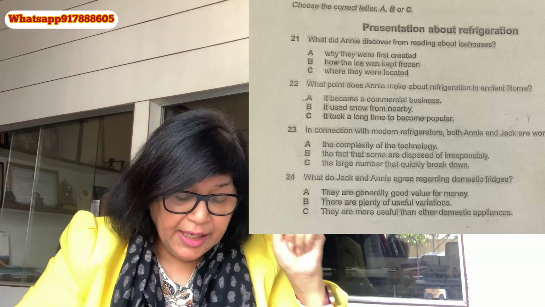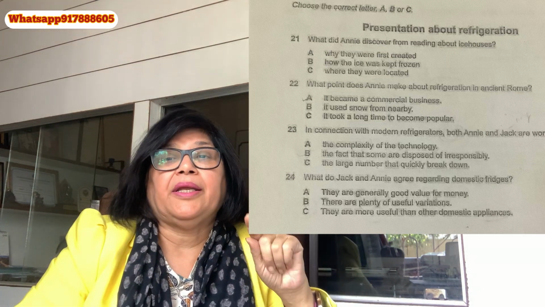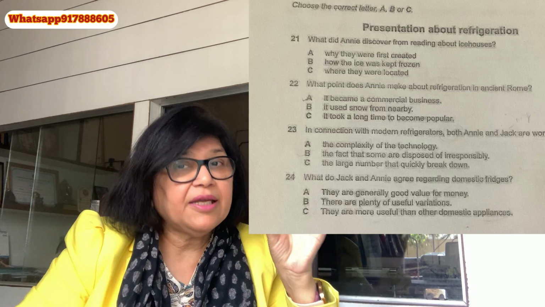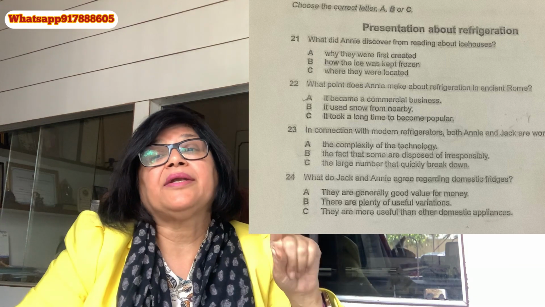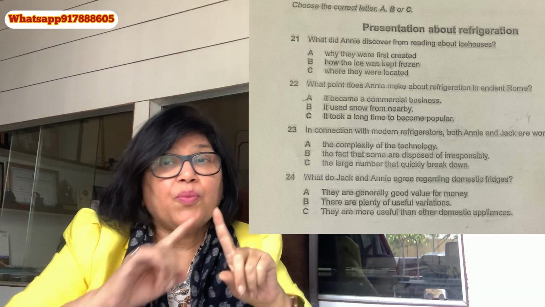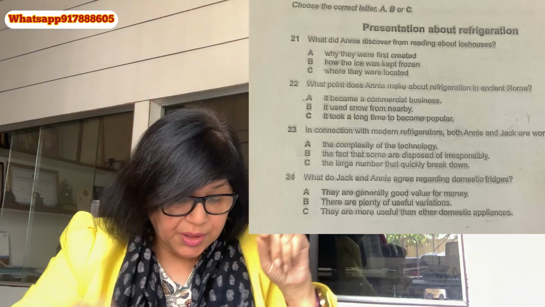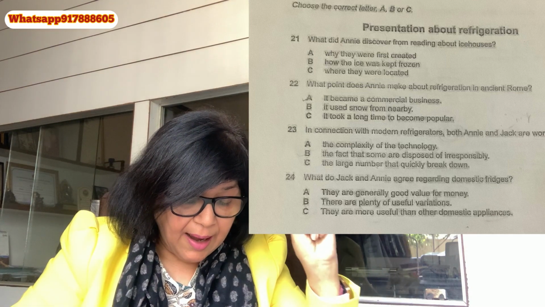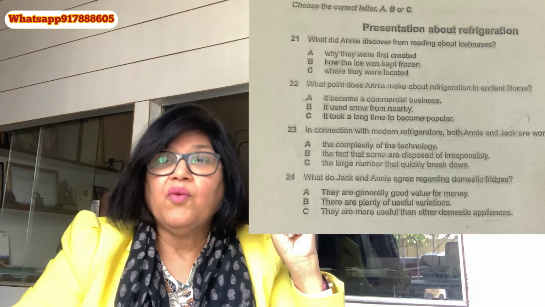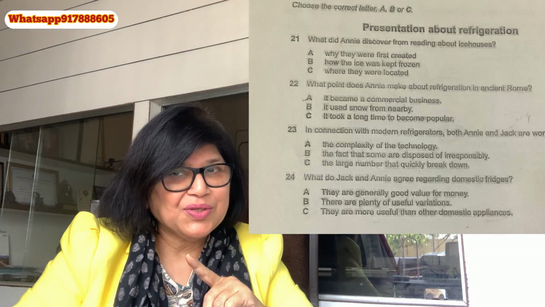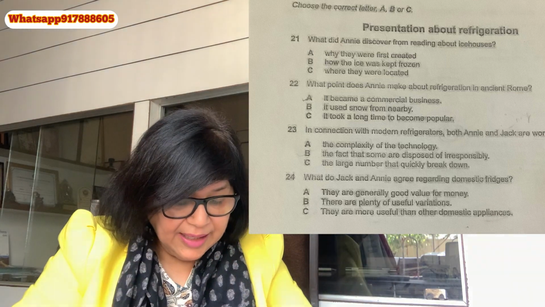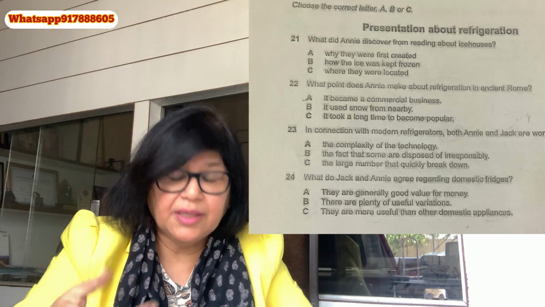They are generally good value for money. Good value for money is the key word here. And they, you should know, is domestic fridges. So pronouns are important. They are plenty of useful variations. Plenty variations. Okay, these are the keywords. You should be looking for these keywords.